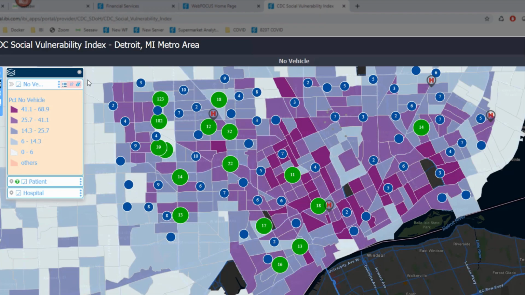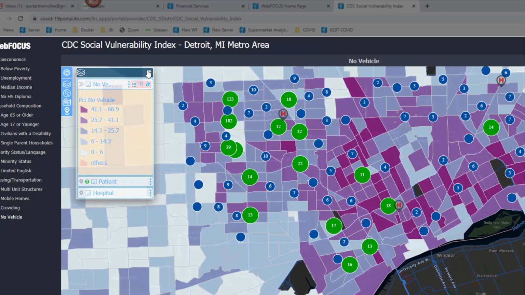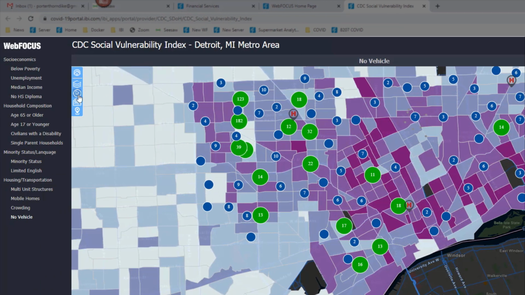So the way that we could use this is we could actually maybe apply some filters or make some selections. We want to identify people that live far from hospitals or don't have transportation. We want to arrange for transportation for them. And so we can use selection tools to then take a look at people that live in the dark purple areas and people that may be far from the hospitals, and come up with a list of those patients and arrange transportation for them. And these indexes can be used in a variety of ways.